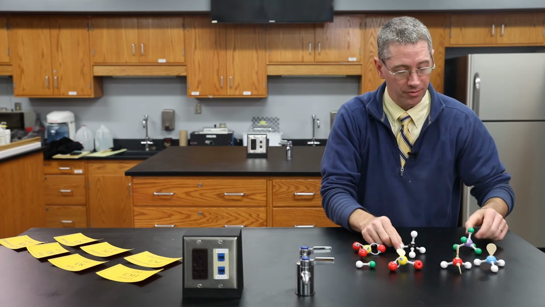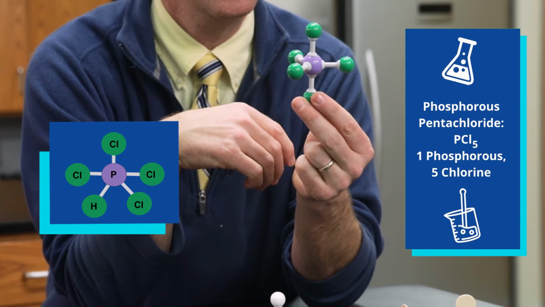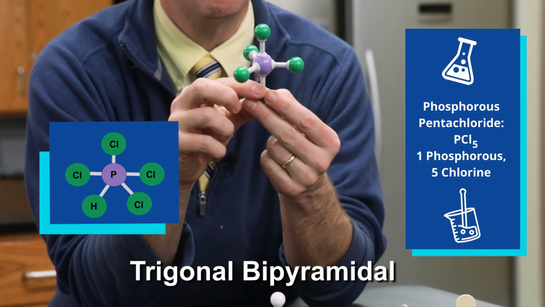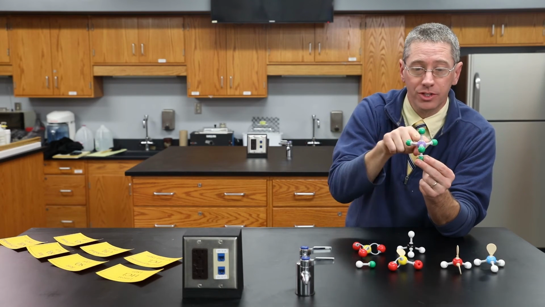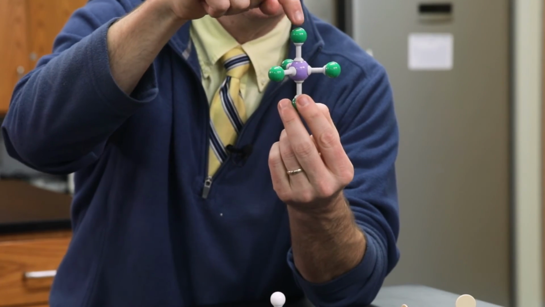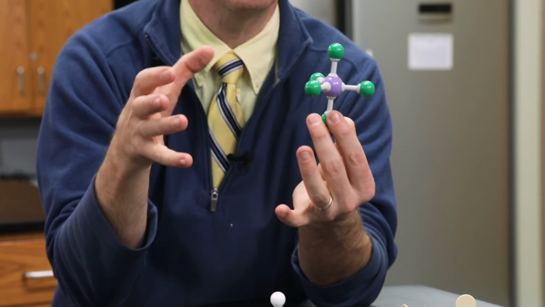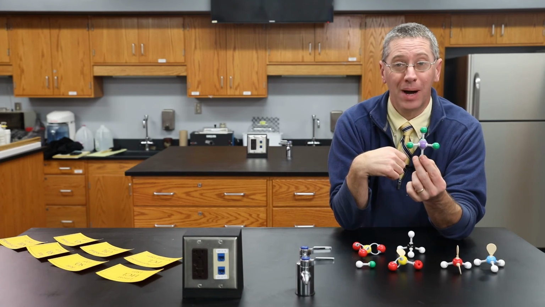If you increase the number of atoms once again, you get to PCl5, phosphorus pentachloride, and this is trigonal bipyramidal. Notice that the three in the middle are on the same plane. And then there's one coming up and one going down, and now each of the electrons here, all of them, are as far apart as they can be from each other. Trigonal bipyramidal.